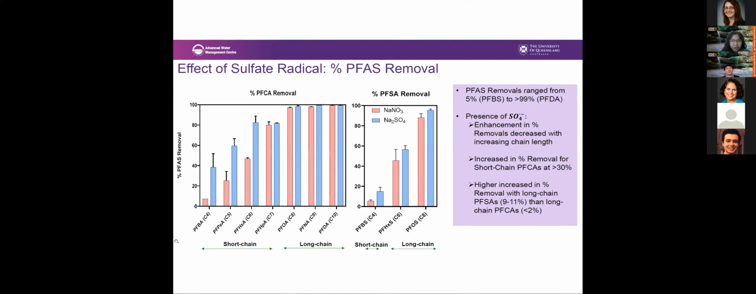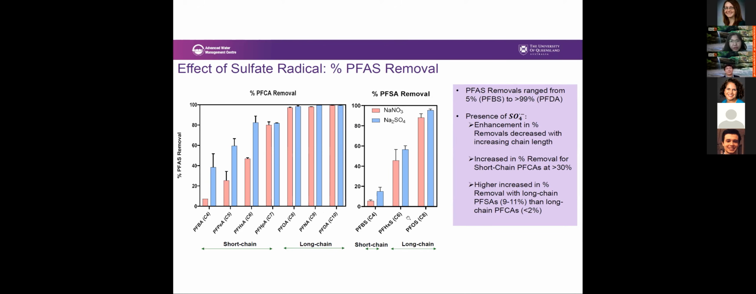Also, we can see here higher PFAS removals, a higher increase in PFAS removals with the presence of the sulfate radicals for the shorter chain PFCAs, which are C4 to C6, as compared to the C8 to C10 or the longer chains. We were able to observe greater than 30% increase for the shorter chain PFCAs with the presence of sulfate radicals. However, for the longer chains, we only observe around 2% or lower increase.